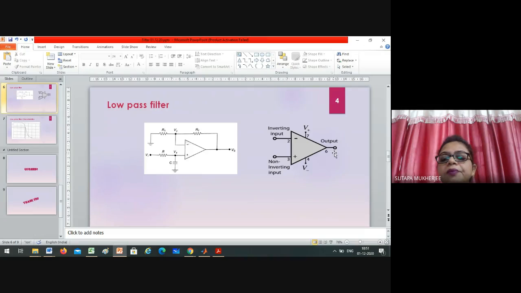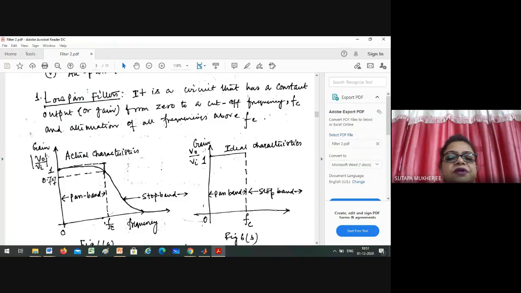This is the terminal. At the output terminal you would get V0. And if you apply here Vi, this will be the V input. So what is gain? মানে আমরা কি জানি? Output by input. So this is V0 by Vi.